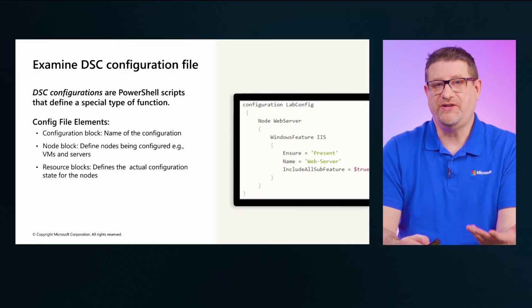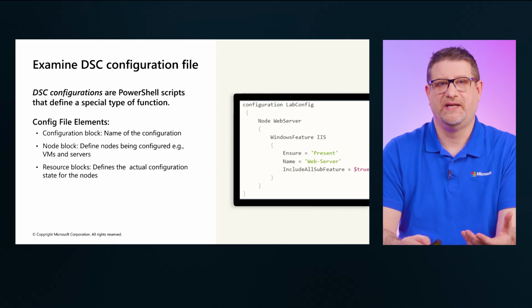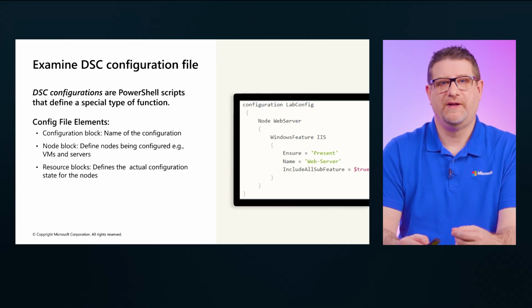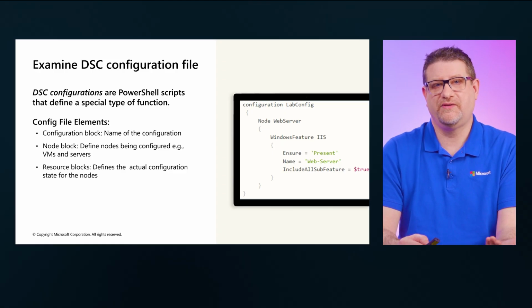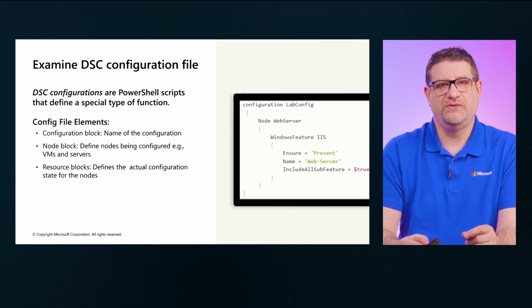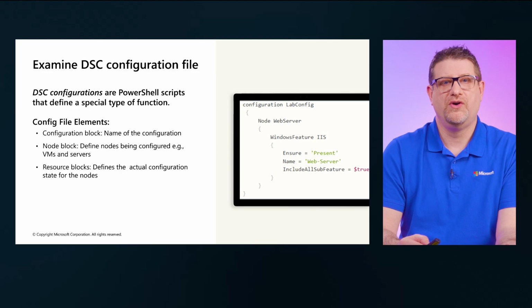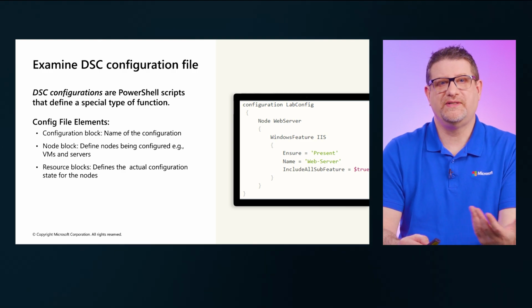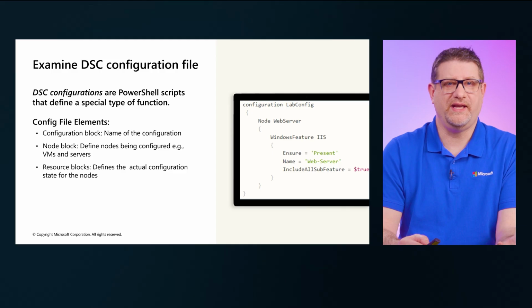Desired state configuration files are special PowerShell scripts designed to define exactly how your servers and resources should be set up. At the heart of every DSC config file is the configuration block, which acts as the main function and gives the configuration its name. Inside this block, you'll find one or more node blocks. These specify which machines, like VMs or servers, are being configured. For example, you might target a node called web server or use localhost to apply the configuration locally. Within each node, resource blocks define the actual settings for the resources, such as installing specific Windows features or setting up parameters. This structure makes DSC configs clear, organized, and easy to maintain.